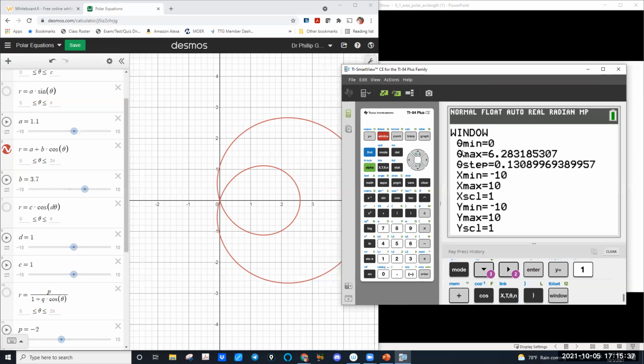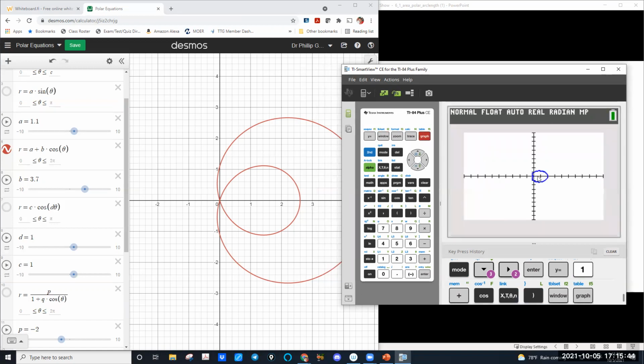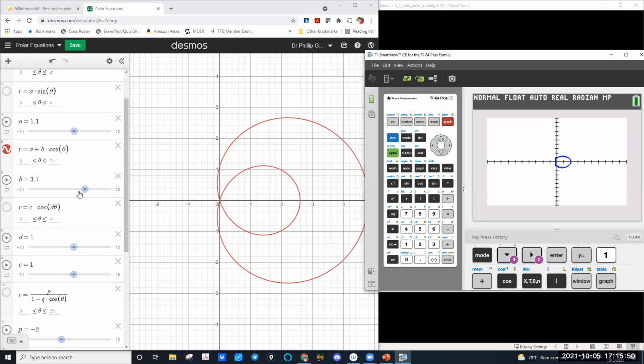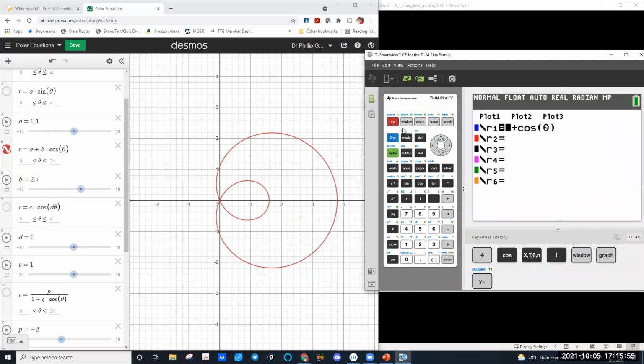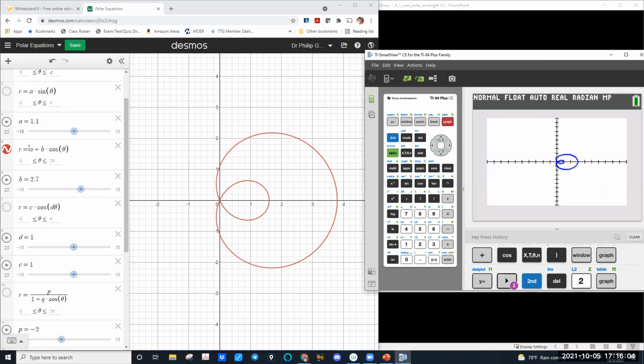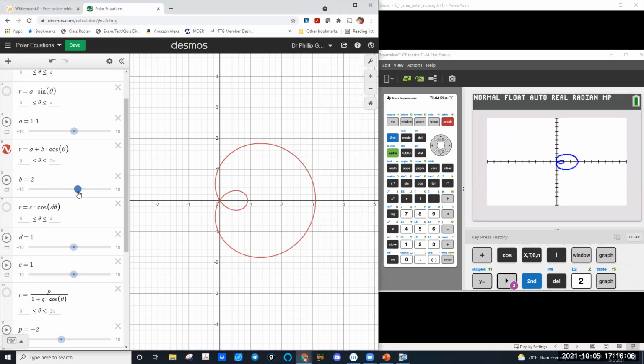Now when you go to the window, here's the min and max for theta. Kind of like with parametric, you have to give it a range. There's our cardioid. So if we wanted to match them up just to see, we did 1 and 1 for both. Let's make it a little more interesting. Let's make that a 2. There, now it's got the loop. So that would be a 2 here and a 1 for a.